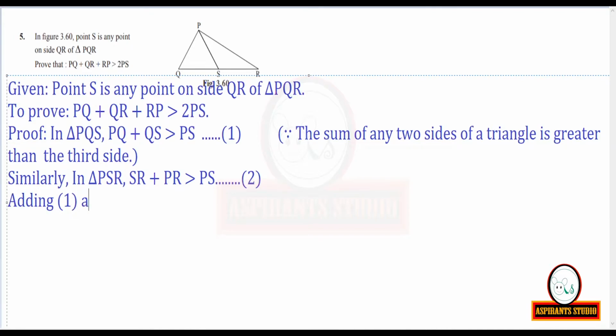Now we are going to add these two inequalities. So add the left hand side separately and the right hand side separately. On the left hand side we have PQ plus QS plus SR plus PR. And on the right hand side of the inequality we have PS plus PS, which is 2PS.